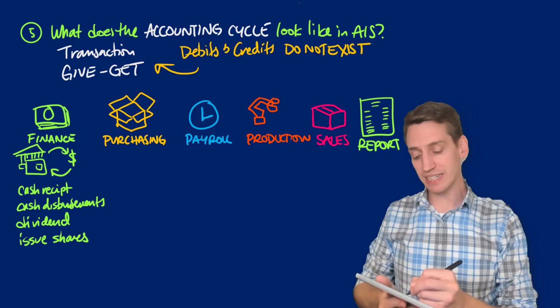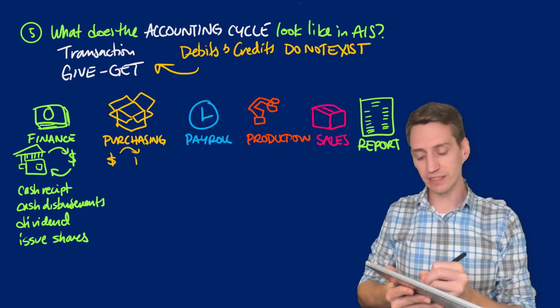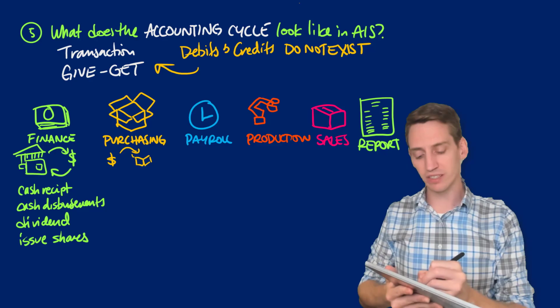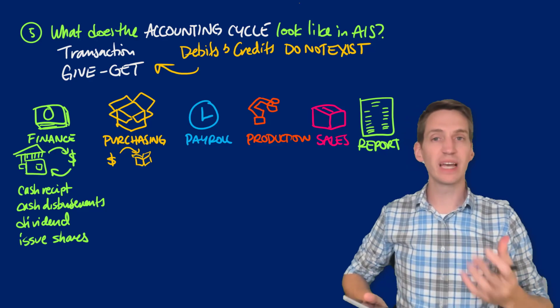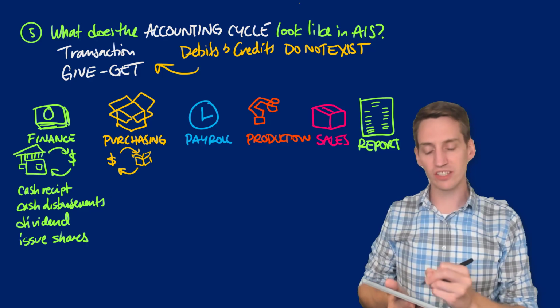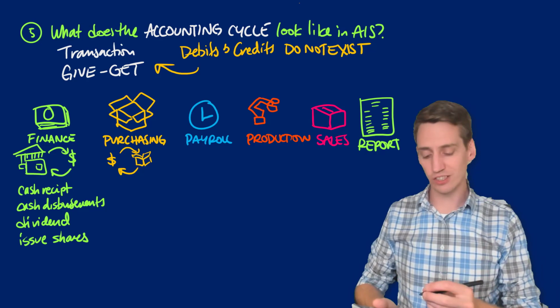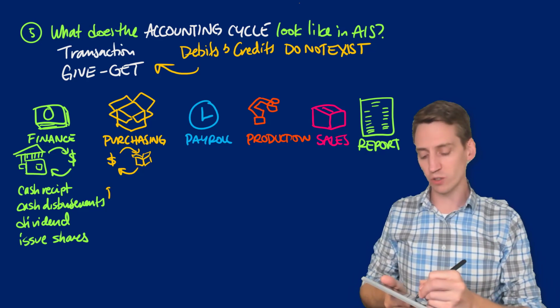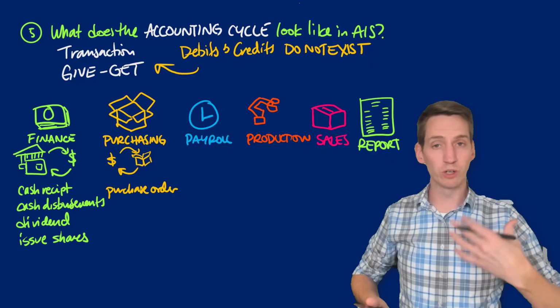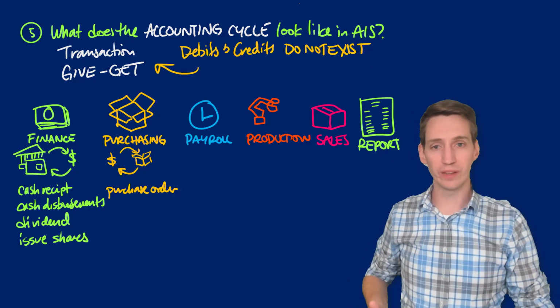For purchasing, we're going to take that cash that we received, and we are now going to exchange that for goods. These could be raw materials, they could be office supplies, they could be any number of things that we're spending money on. We are going to give cash and get items. So some documents and transactions you'll see here. The first one is a purchase order, where we're basically requesting stuff from a supplier, and is essentially a contract that we're making with them.